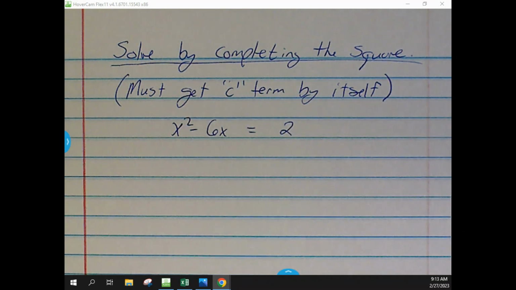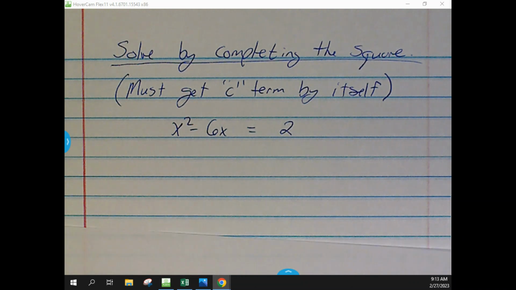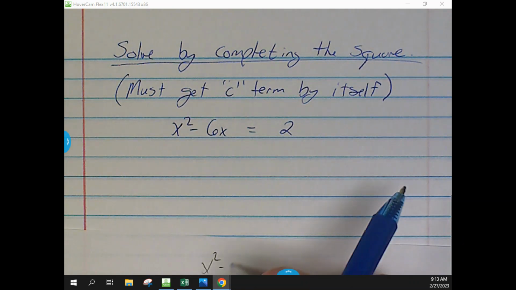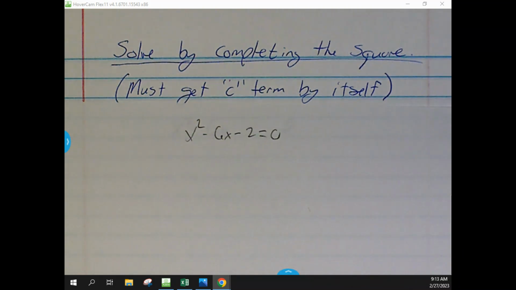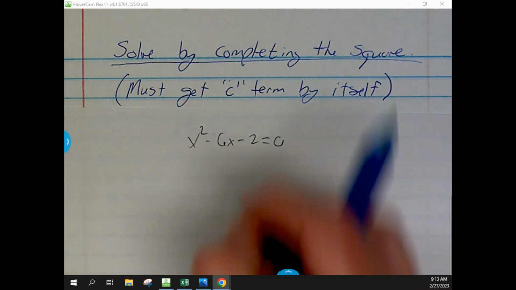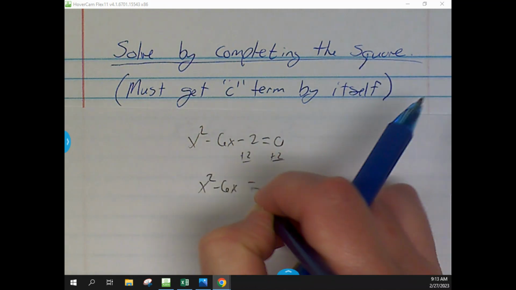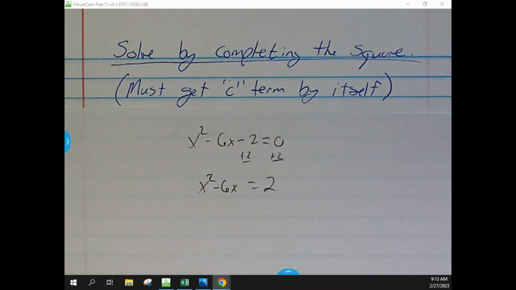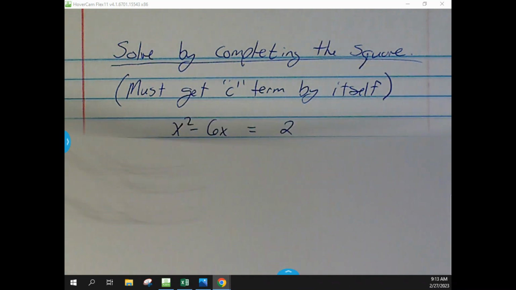So we've got x squared minus x equals 2. If we had that problem, just to show you real quick what it would look like, the problem would have started off like this, and then we would have added the 2 to both sides. So we'd have x squared minus 6x equals 2. That's the worst case scenario where they give everything on one side. If you do that, then you move the 2 over here.